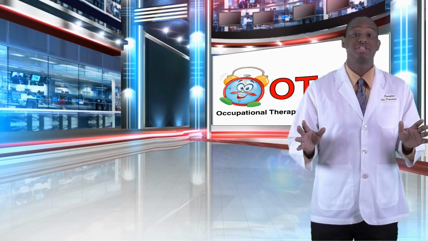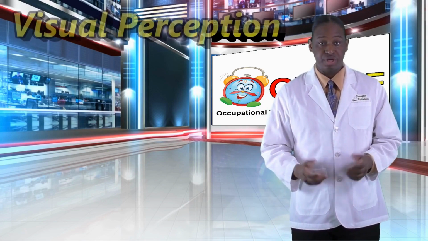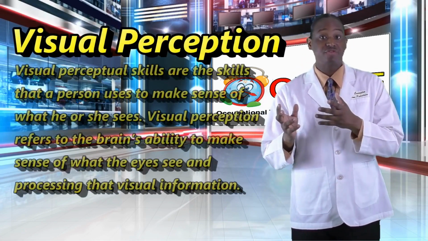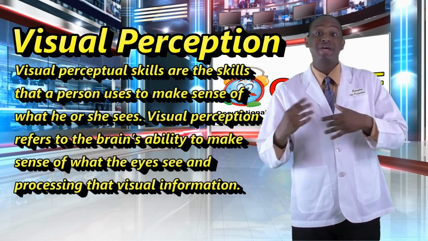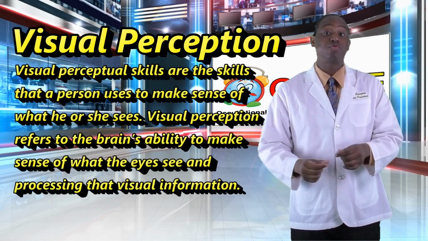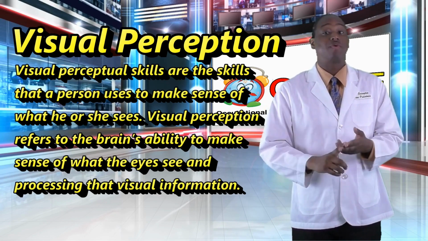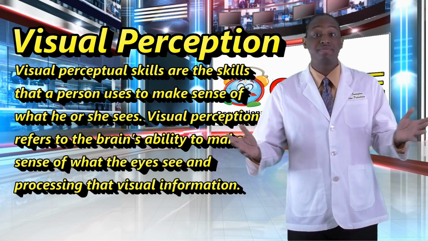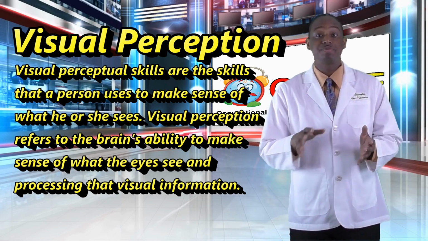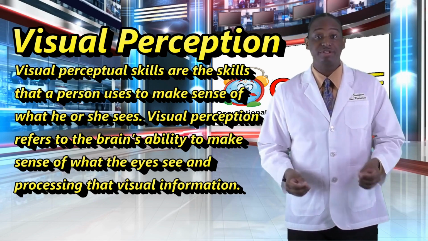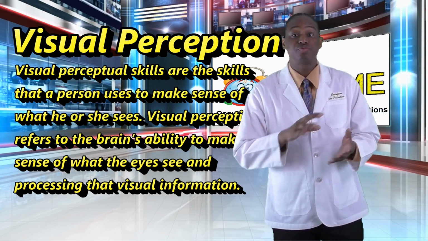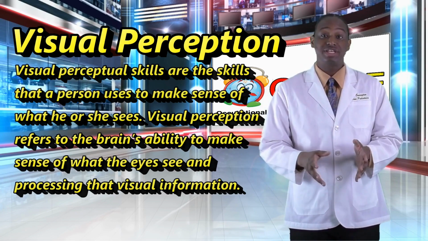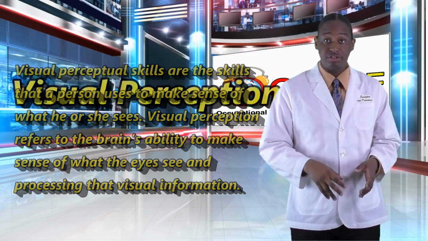Today, we'll be discussing visual perceptual skills. Visual perceptual skills are the skills that a person uses to make sense of what he or she sees. Making sense of what you see is vital for school skills such as reading, writing, math, as well as for life skills such as reading signs and maps, finding objects in a busy space, and taking part in hobbies. Visual perception refers to the brain's ability to make sense of what the eyes see and processing that visual information.